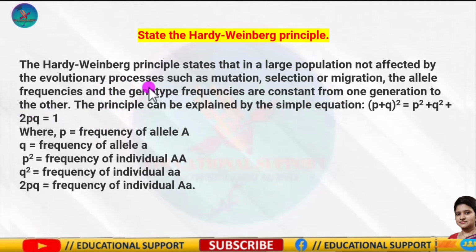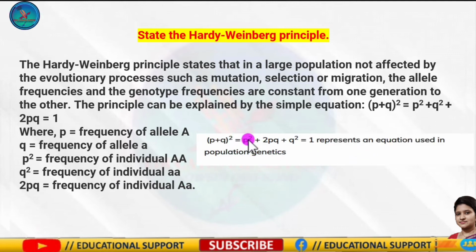This principle can be explained by a simple equation: (p + q)² = p² + 2pq + q² = 1. So what is p, what is q, what is 1? Here p is the frequency of allele capital A, q is the frequency of allele small a, p² is the frequency of individual capital AA, q² is the frequency of individual small aa, and 2pq is the frequency of individual capital A small a.